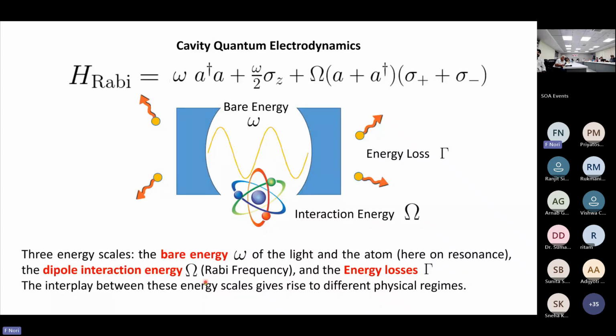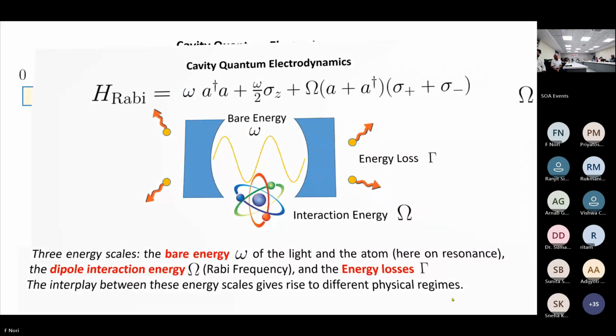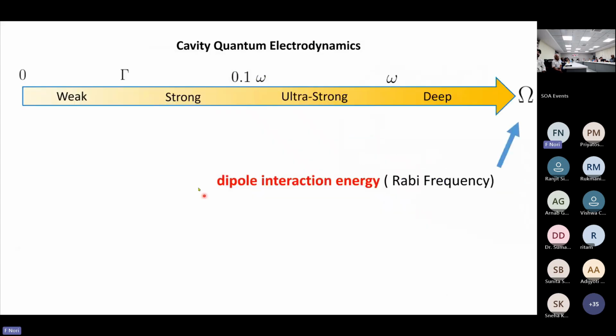The dipole interaction energy, ħω, is in units of frequency: the Rabi frequency, and the energy loss. Of course, there are always energy losses. So there's an interplay between these energy scales, which gives rise to different physical regimes. You start first with weak coupling, then strong coupling, ultrastrong, and deep strong coupling.